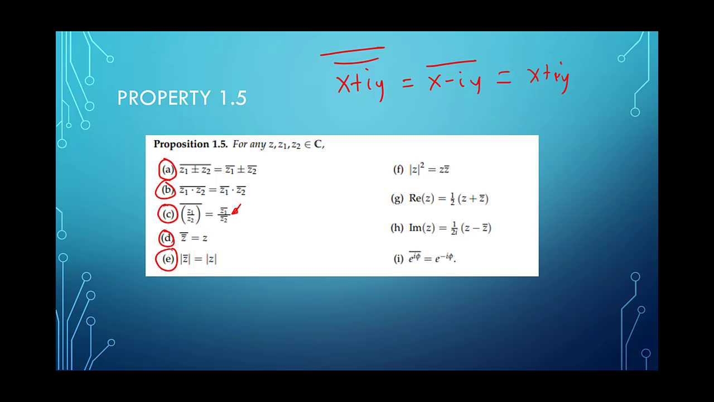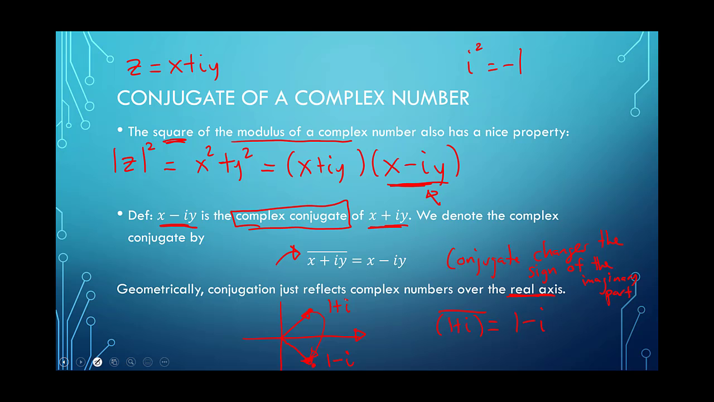Part E says that if you take the length of a conjugate, you still get the length of the original complex number, which should make sense, right? Let me go back to our picture here. If we think about this example I have here at the bottom, notice the lengths are preserved, right?